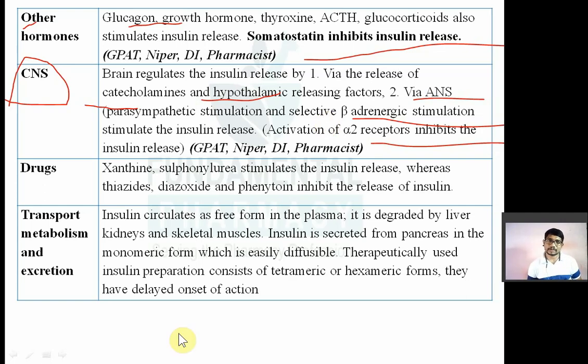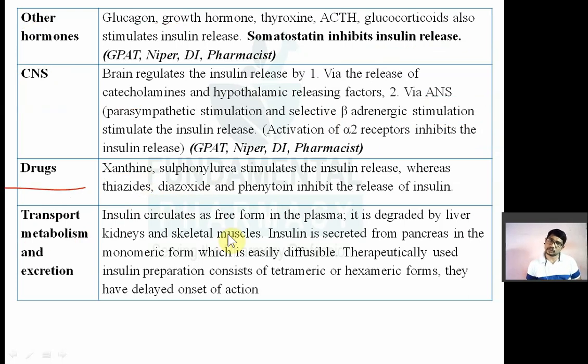But now there are certain drugs which can also affect the release of insulin. Drugs like xanthine alkaloids and sulfonylureas stimulate the insulin release, whereas drugs like thiazide diuretics, diazoxide, and phenytoin will inhibit the insulin release.